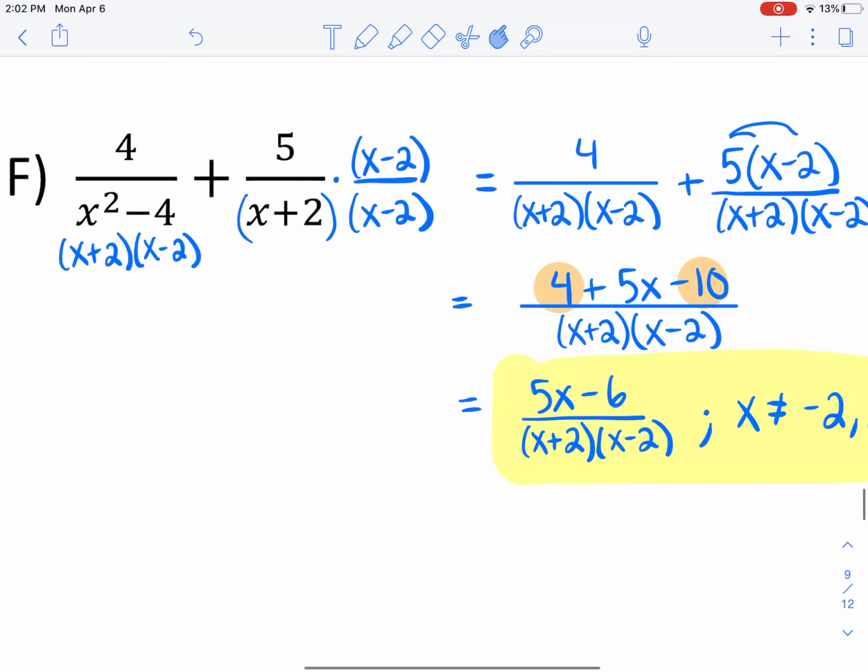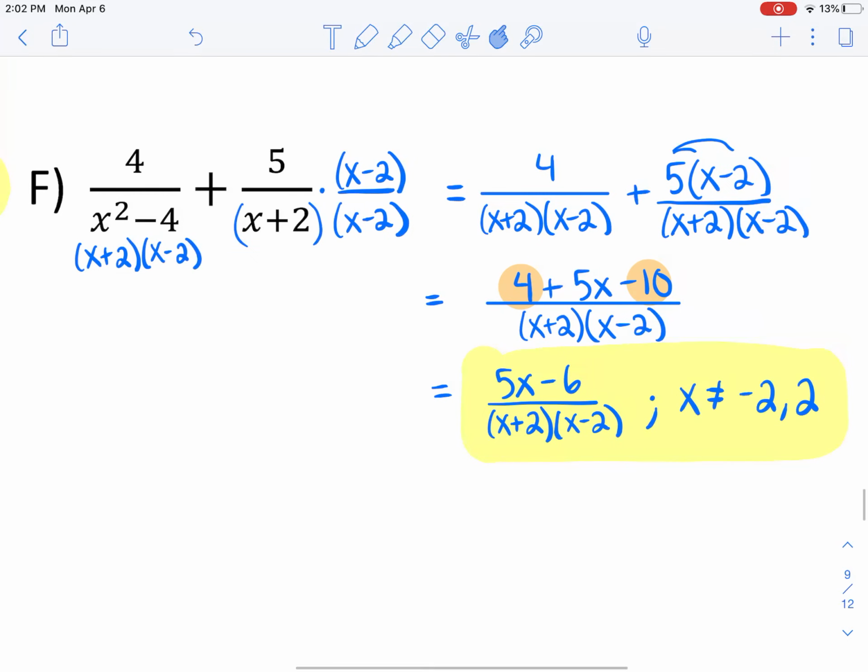And then on F, notice our denominators are x squared minus 4 and x plus 2. X squared minus 4 factors to be a difference of squares, so it factors to be x plus 2 times x minus 2. And then it allows us to see that we're missing the factor of x minus 2 on our second rational expression. So you need to multiply 5 over x plus 2 by x minus 2 over x minus 2.